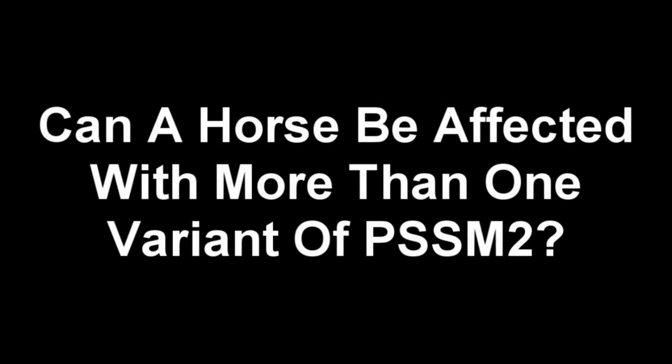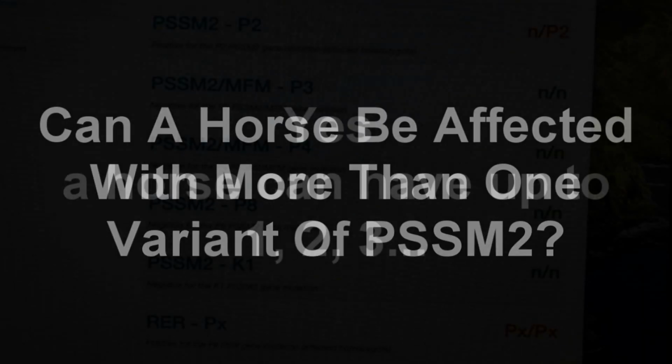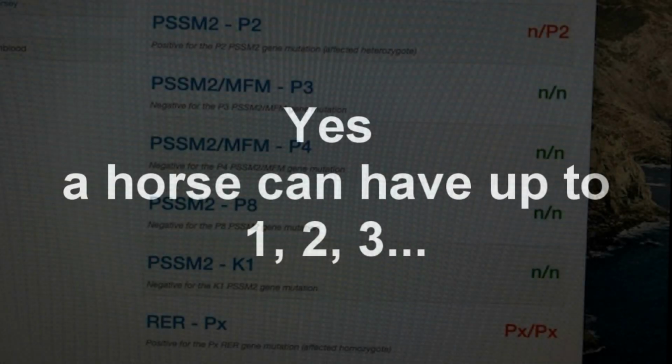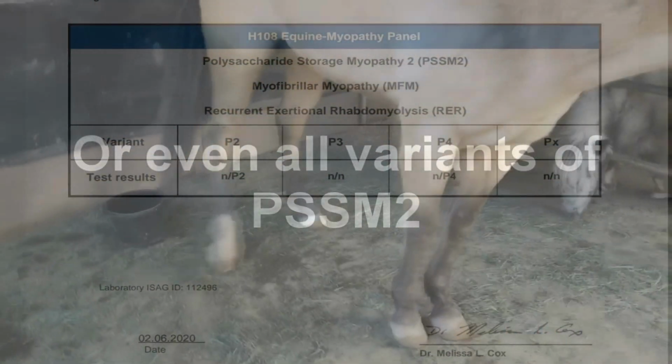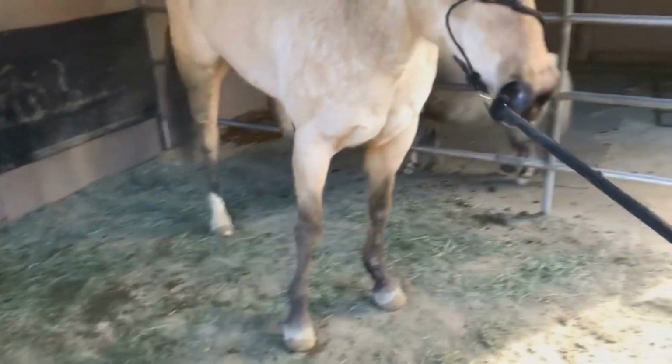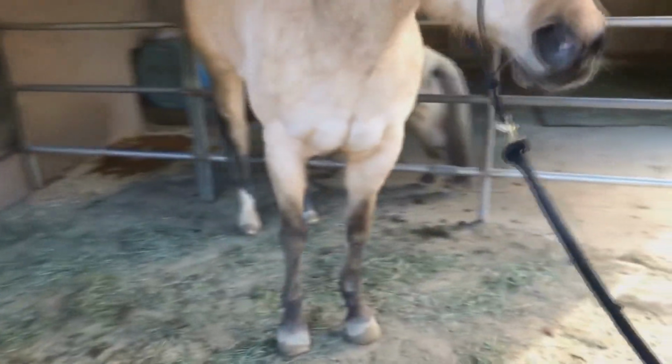Can a horse be affected with more than one variant of PSSM2? Yes, a horse can have up to 1, 2, 3, or even all variants of PSSM2. Horses with multiple variants of PSSM2 are usually much more severely affected.